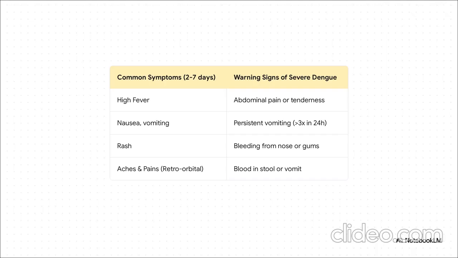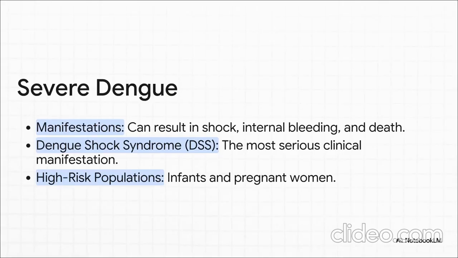But, and this is a huge but, if you start to see warning signs like severe abdominal pain, persistent vomiting, or any kind of bleeding, those are major red flags. That tells you the disease might be shifting into a severe form, and you need to escalate care immediately. And when dengue does turn severe, the outcomes can be, well, they can be dire. We're talking about the risk of shock, massive internal bleeding, and circulatory failure, which, yes, can be fatal. The absolute most serious form of this is dengue shock syndrome, or DSS. And we have to be extra careful with certain groups, specifically infants and pregnant women, who are at a much higher risk.